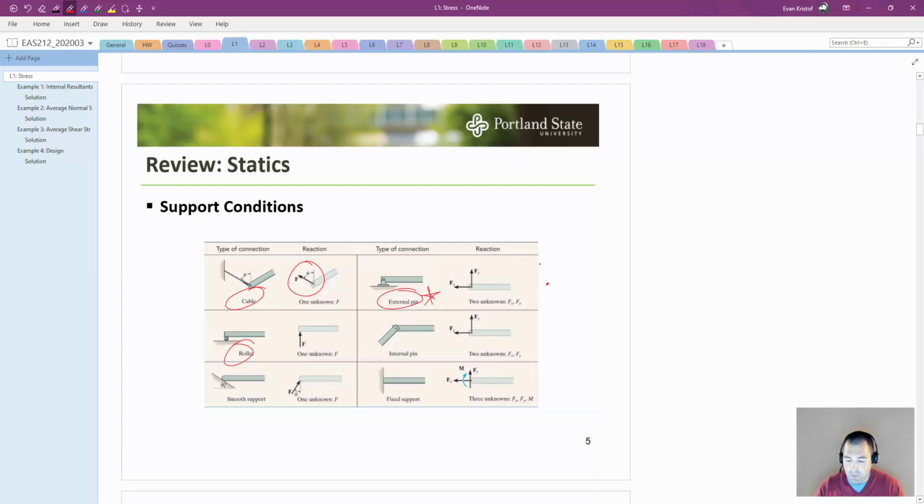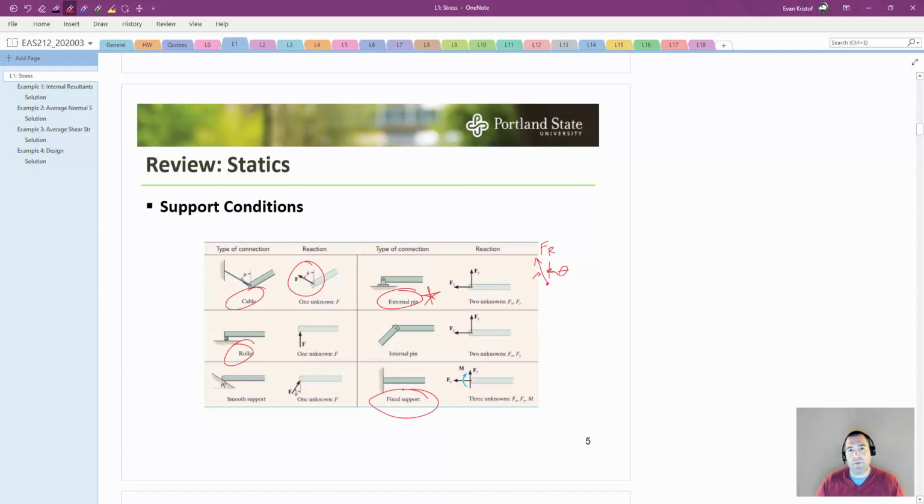So you can represent the reaction of a pin as a single resultant force with some unknown angle, I'll call it theta here, whether you represent it as Fx and Fy, or whether you represent it as an unknown angled force with an unknown angle. Either way, we have two unknowns. All the way down to like fixed supports where we have three unknowns in a two-dimensional system. And the touchstone for these is really if the support is preventing a translation, that means that it can induce a force to prevent it from moving.